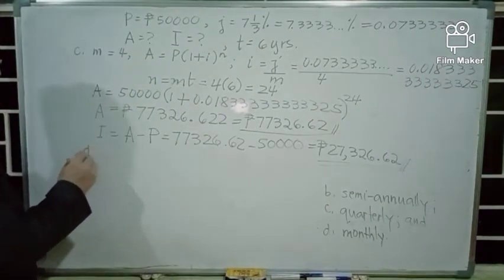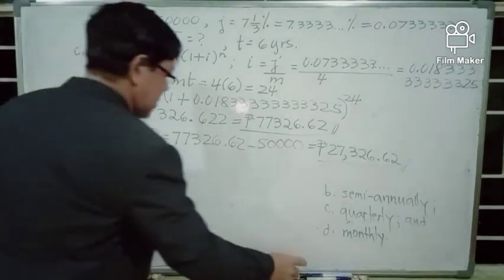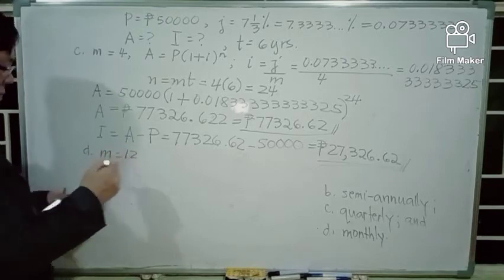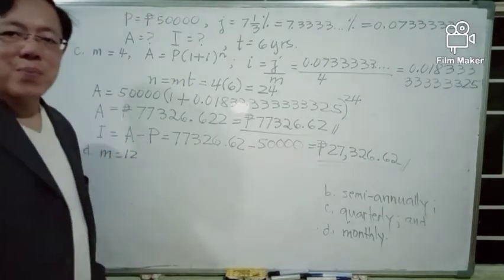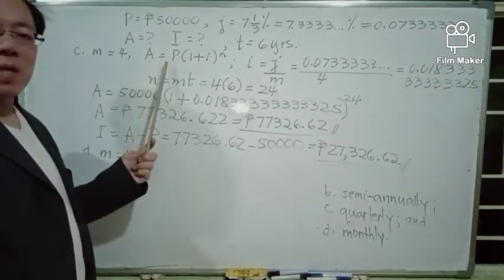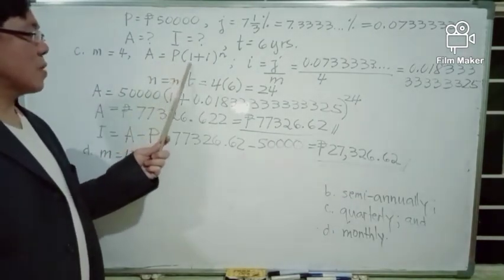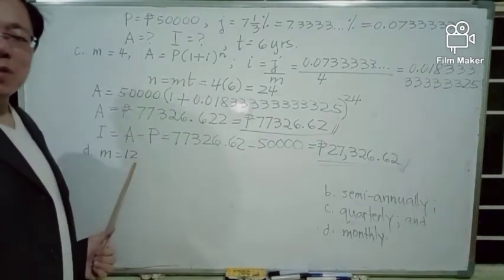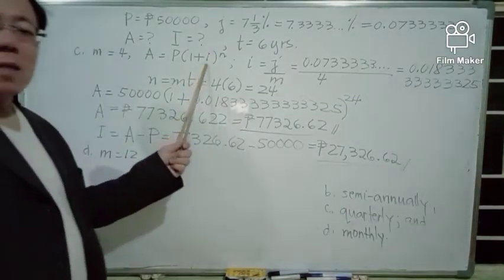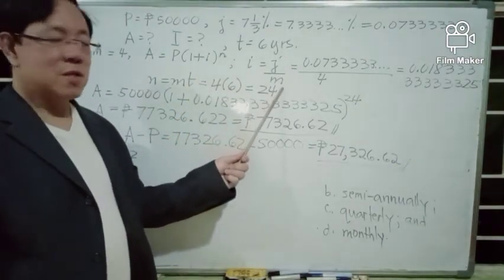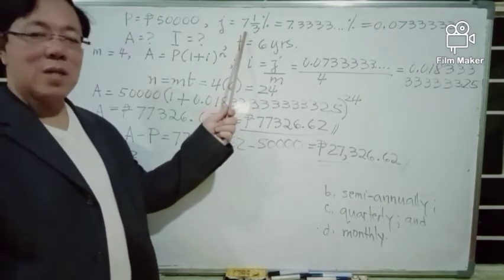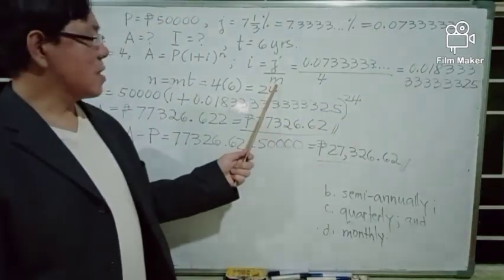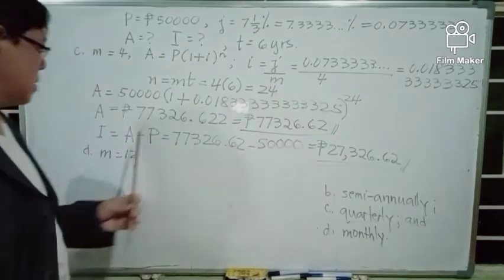Letter D, we take M equals 12. And we compute the accumulated value by this formula: A equals P times quantity 1 plus I to the power M. Because the interest now will be computed 12 times a year, our I given by J over M will change. But J is still the same, 7 and 1/3%, or 0.073333, and we divide that by our new value of M, 12.